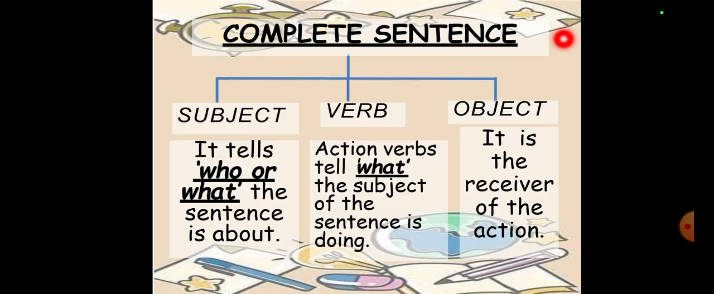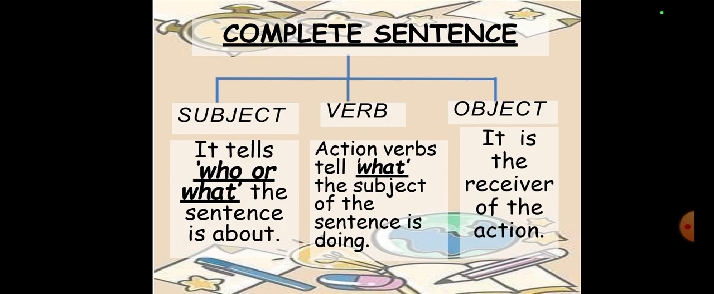So what should a complete sentence have, basically? A complete sentence always has a subject, a verb and an object. So what's a subject? It tells who or what the sentence is about. Whenever we are discussing who or what, we are going to go for the subject. That's the most important word.